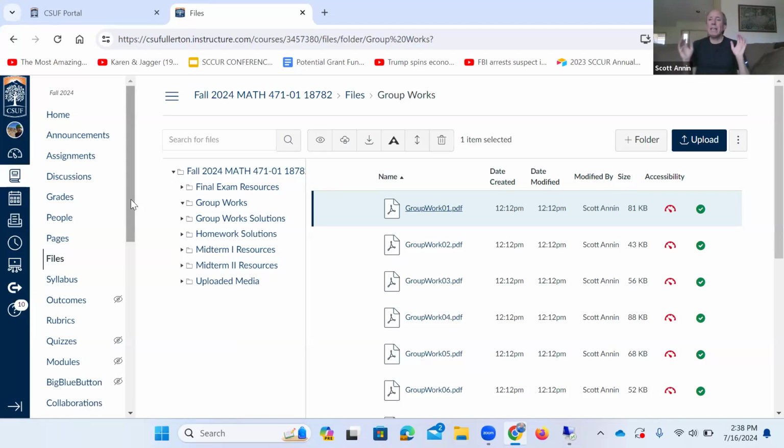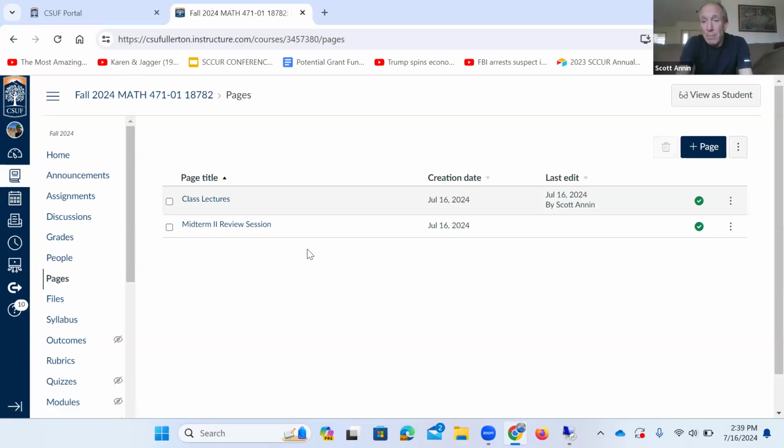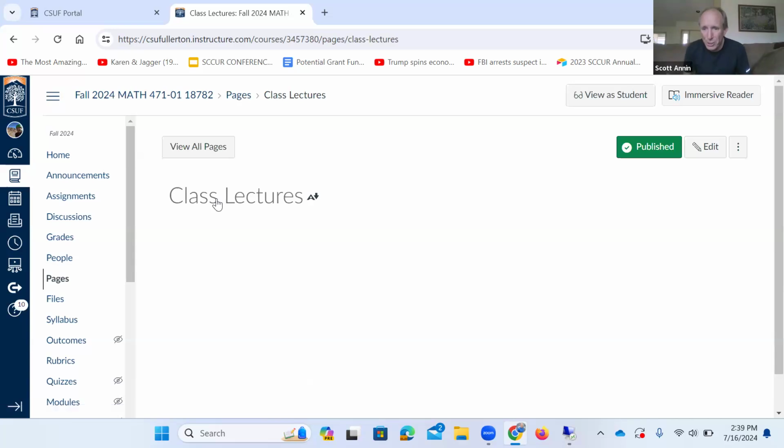Now, for whatever reason in Canvas, I can't put video content in the files folder of Canvas. So instead, what I do is I use the pages section for that. If I open up the pages section, I mentioned earlier that I would be recording the class lectures. So those recordings are going to be found in here. Now, right now, we don't have any lectures yet, so you don't see anything here. But I'll be putting links in here on a daily basis as we start working through the semester, and you'll be able to look back and review the lectures, or if you missed a lecture, you'll still be able to watch it.